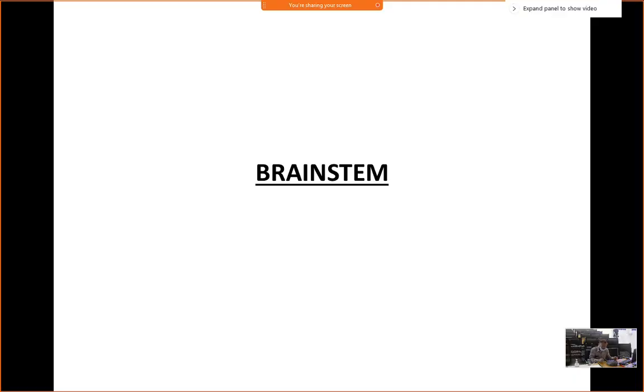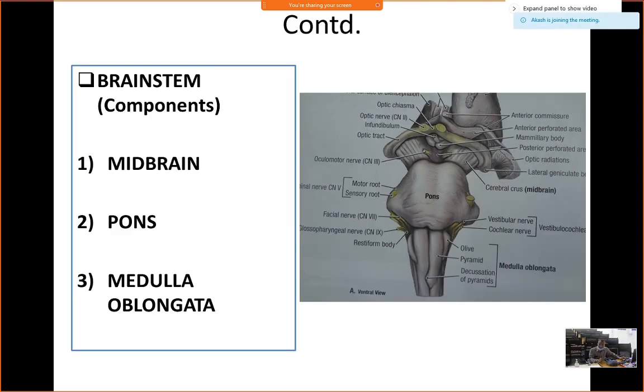So we are going to discuss the brainstem, but today we will mainly discuss the medulla oblongata. Other parts will be taken in other classes. So, medulla oblongata. Brainstem: these are the components.